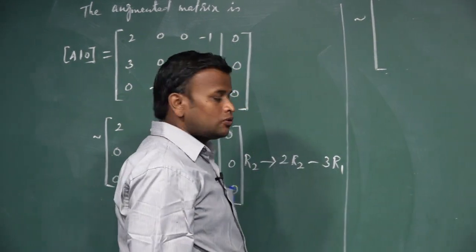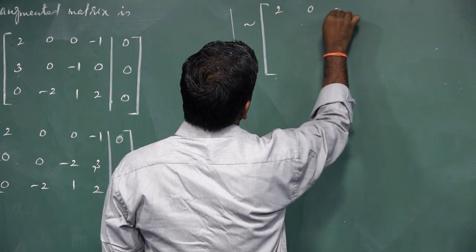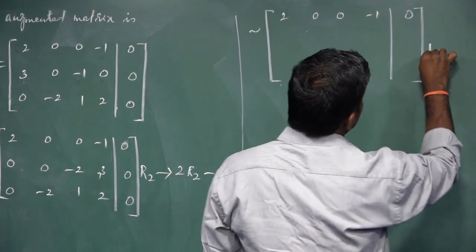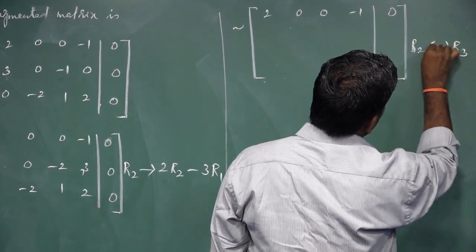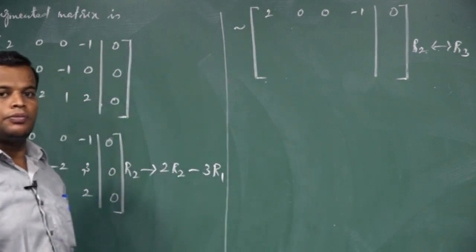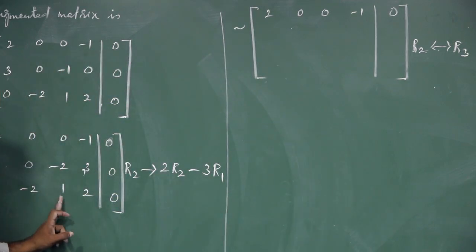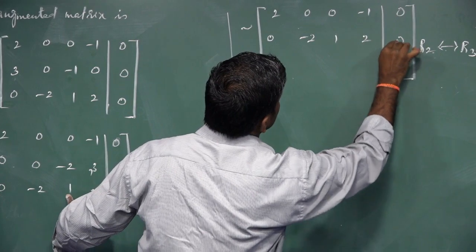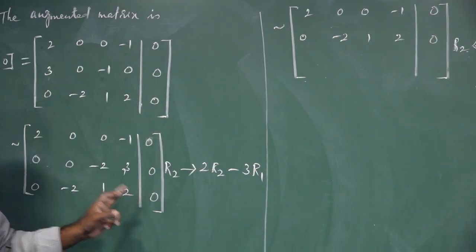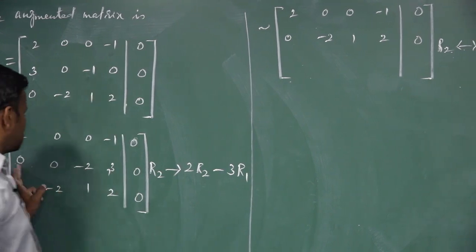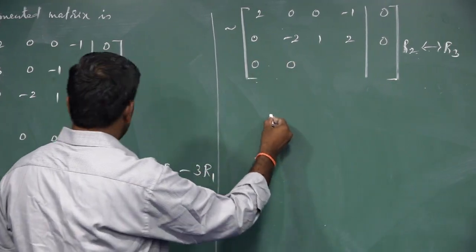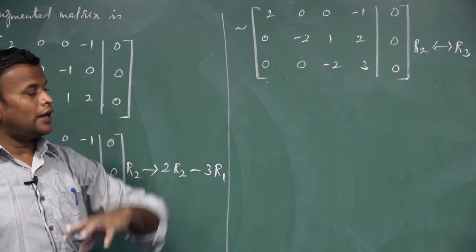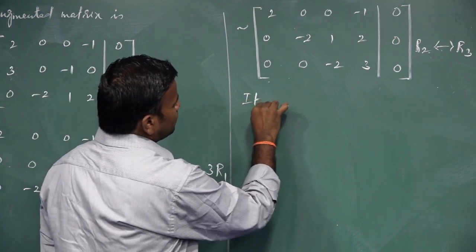So now change the first row. First row we write as it is: 2, 0, 0, minus 1, 0. Now I interchange R2 and R3. Second row become the third row and the third row become the second row. So third row: 0, minus 2, 1, 2, 0. And the second row become the third row: 0, 0, minus 2, 3, 0. Now you see it is in echelon form.